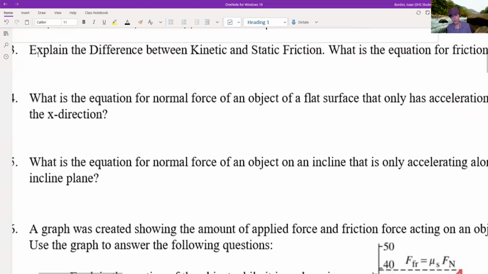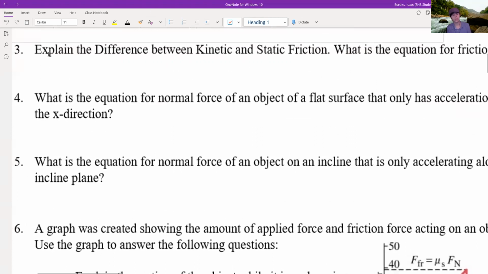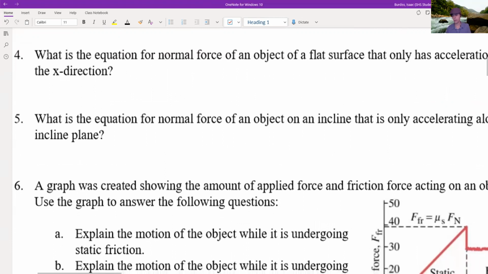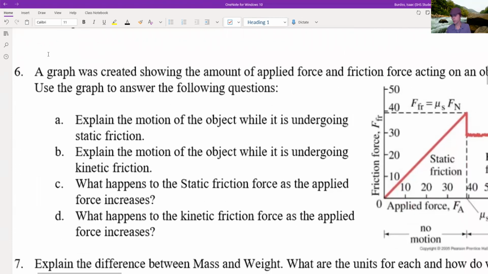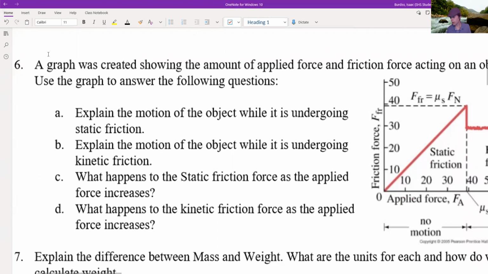Okay, what's the difference between kinetic and static friction? That's a good thing to know. Kinetic is for when it's moving and static is for when it's at rest. So static is what it takes to get it moving, and kinetic is what it takes to keep it moving. So there you go. That's just some general questions, but let's look at some other examples.